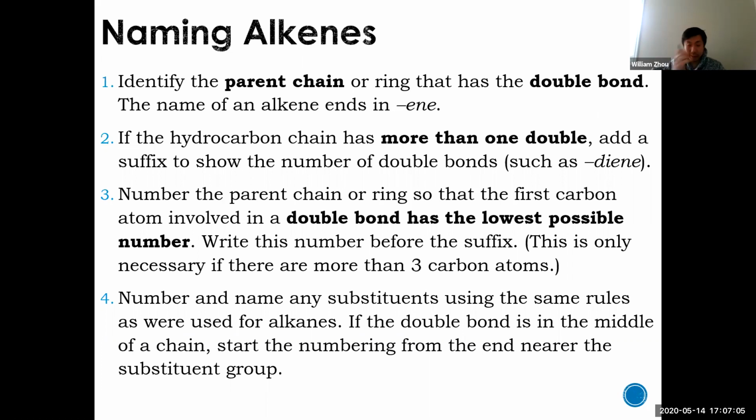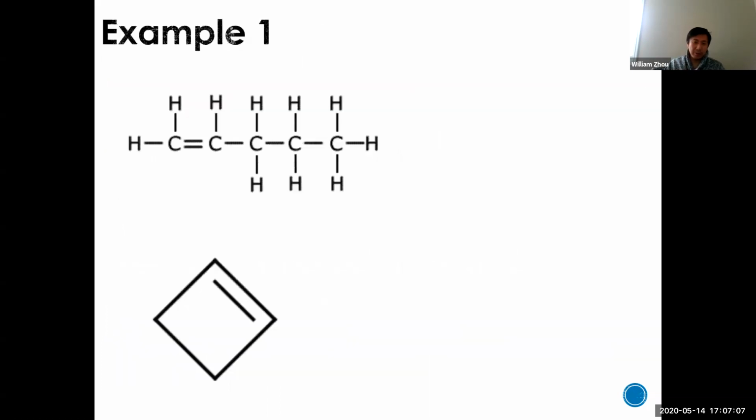All right, so let's look at some examples to show you what I mean. So here is example 1. You have 2 questions here. The one on top, if you count them, you have 5 carbons. And the double bond is between the first and the second carbon.